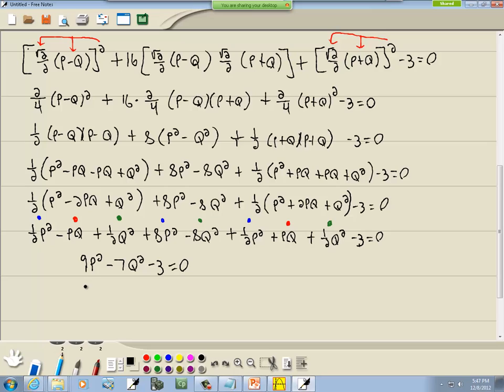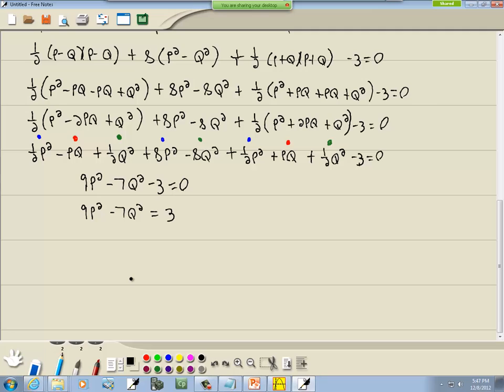Okay, well, we got 9p squared minus 7q squared. Take negative 3 to the right side, becomes a positive 3. Now remember, we let our p be x prime and q our y prime, when we got rid of those. So this becomes 9x prime squared minus 7y prime squared equals 3.